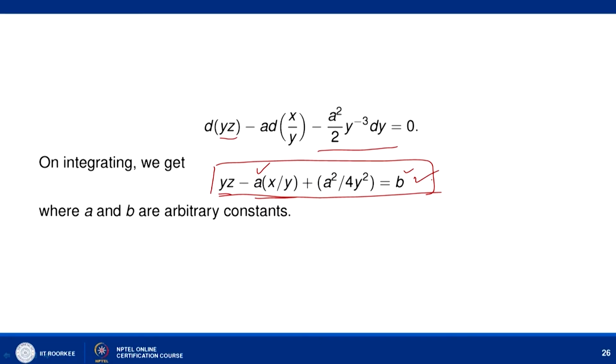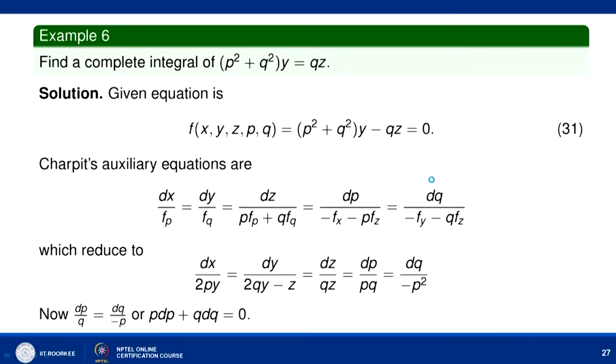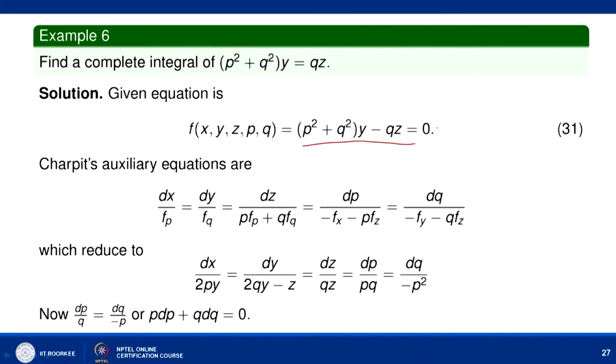So this is one problem. Let us consider one more problem. Find a complete integral of p square plus q square y equal to qz. First step, write your equation as f(x,y,z,p,q) equal to 0. So you write down p square plus q square y minus qz equal to 0. First thing is you transfer everything to one side and write it as f(x,y,z,p,q) equal to 0. Once we have this, you write down your Charpit auxiliary equation, that is this.